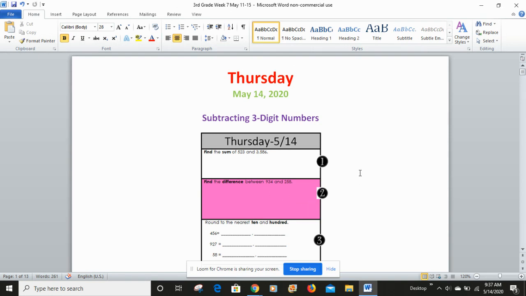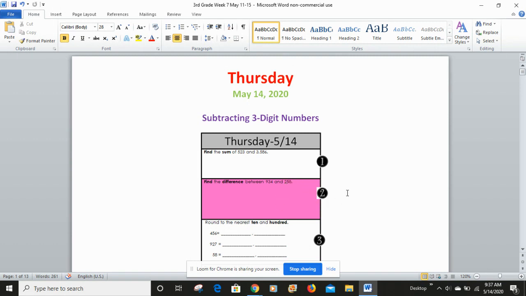And remember, when you're subtracting, a couple things you have to remember. First of all is you have to line the digits up. Make sure the ones are in the ones column, the tens are in the tens column, the hundreds are in the hundreds column. You can't move the numbers one way or the other. They have to line up in the correct place value.